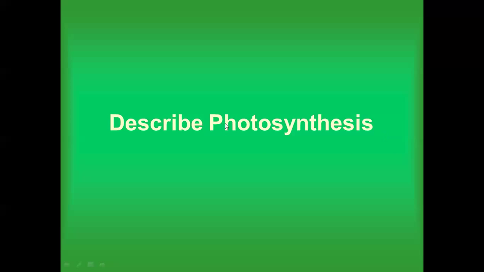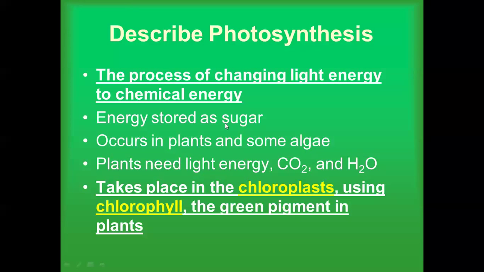So here we can describe photosynthesis in words. Okay? The process of changing light energy into chemical energy, and that chemical energy is stored as sugar, as glucose. Glucose and sugar are the same thing, okay? At least for our purposes. This occurs in plants and some algae. So plants need light energy in order for this to happen. They also need carbon dioxide, and they also need oxygen or water, okay?